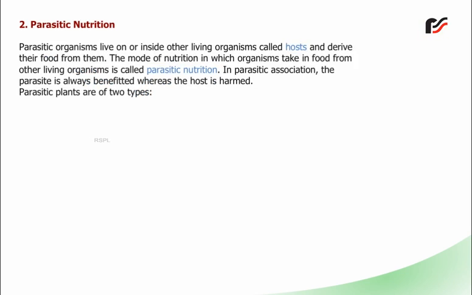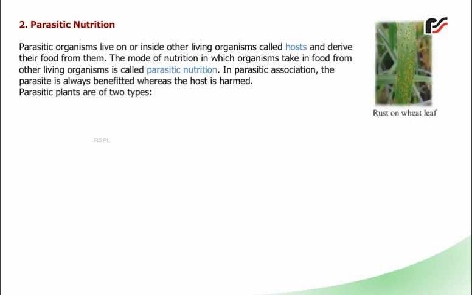Parasitic nutrition. Parasitic organisms live on or inside other living organisms called hosts and derive their food from them. The mode of nutrition in which organisms take in food from other living organisms is called parasitic nutrition. In parasitic association, the parasite is always benefited whereas the host is harmed.